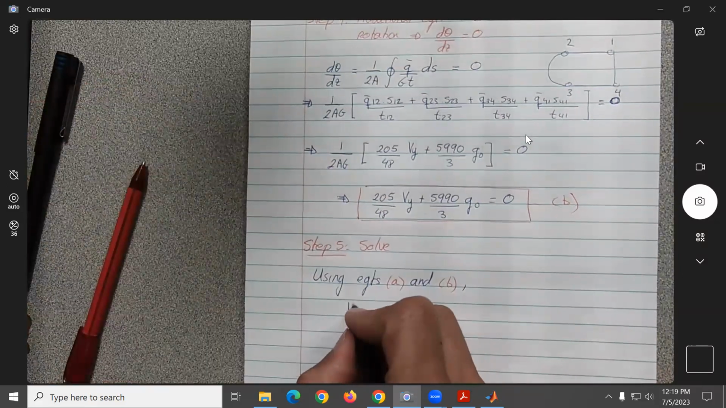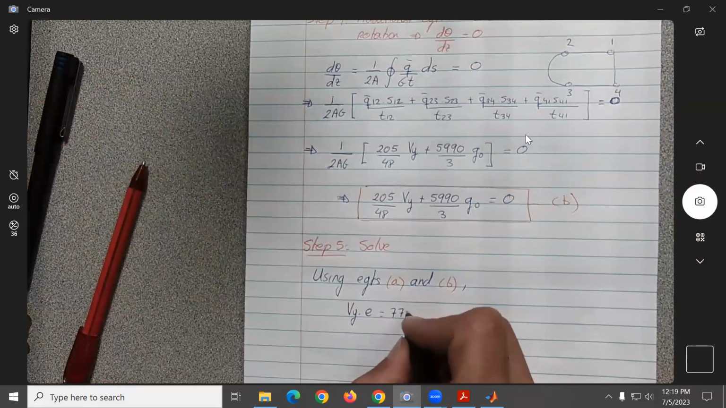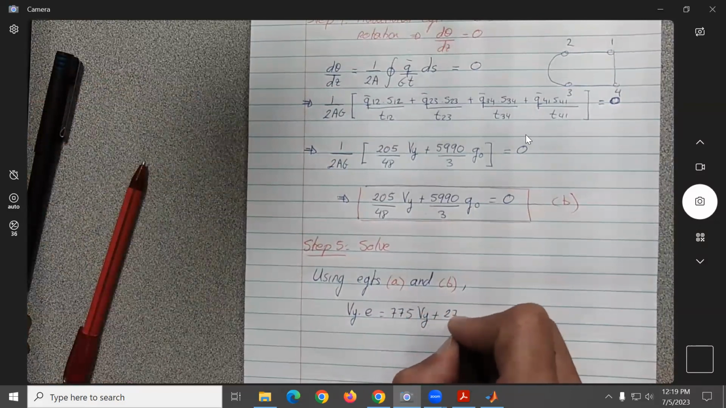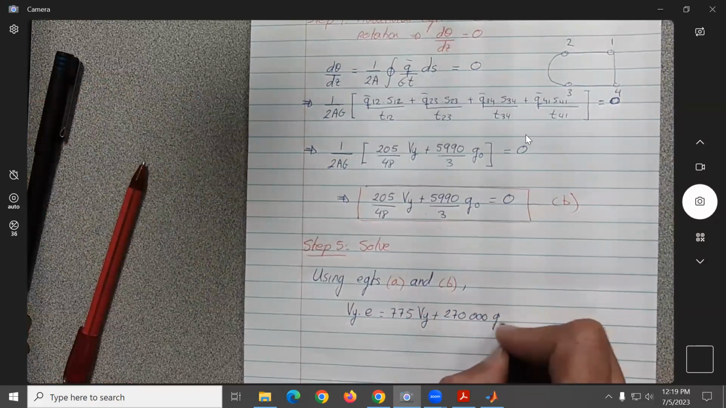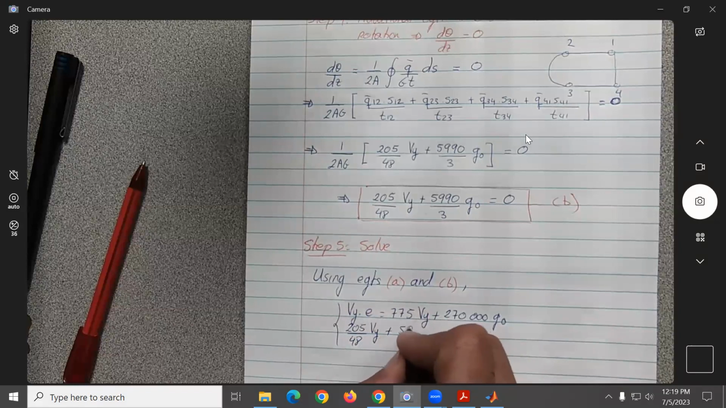So let's see what we have. Vy times E equal to 775 dy plus 270,000 q sub naught. And the equation we have is 205 over 48 dy plus 5,990 over 3 q sub naught equal to 0.